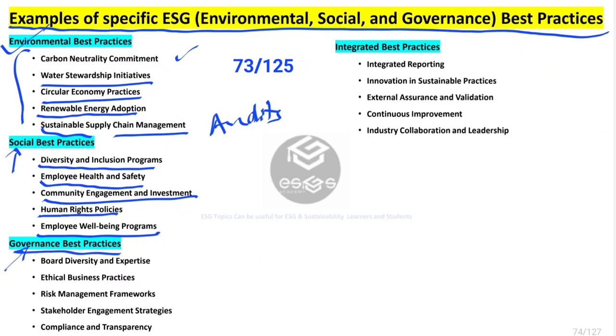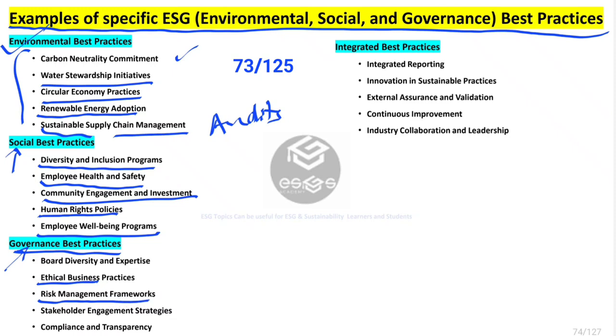The examples are board diversity and expertise. So we can say ensuring board composition which includes diversified backgrounds, skills and experience that contribute to effective governance and decision making. Next comes ethical business practices. Establishing a code of conduct and ethical policies that promote integrity, transparency and accountability in all business dealings. Next, setting up risk management frameworks.